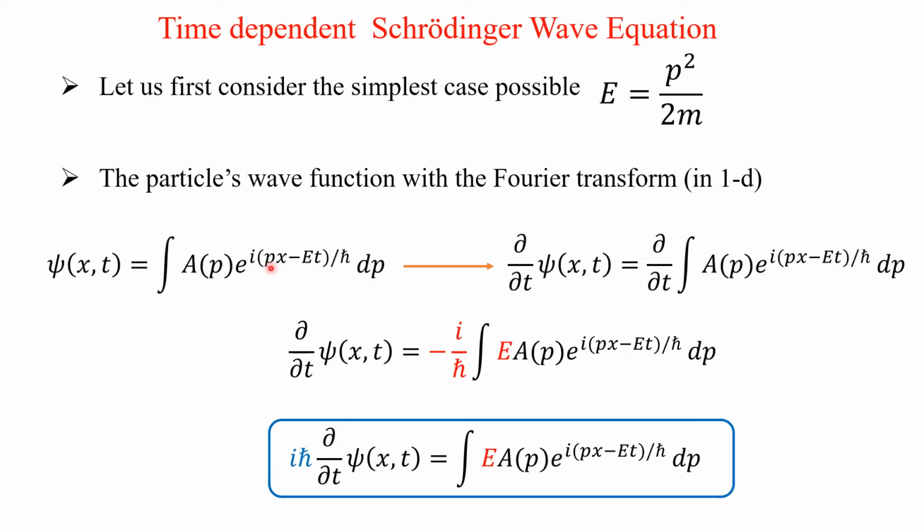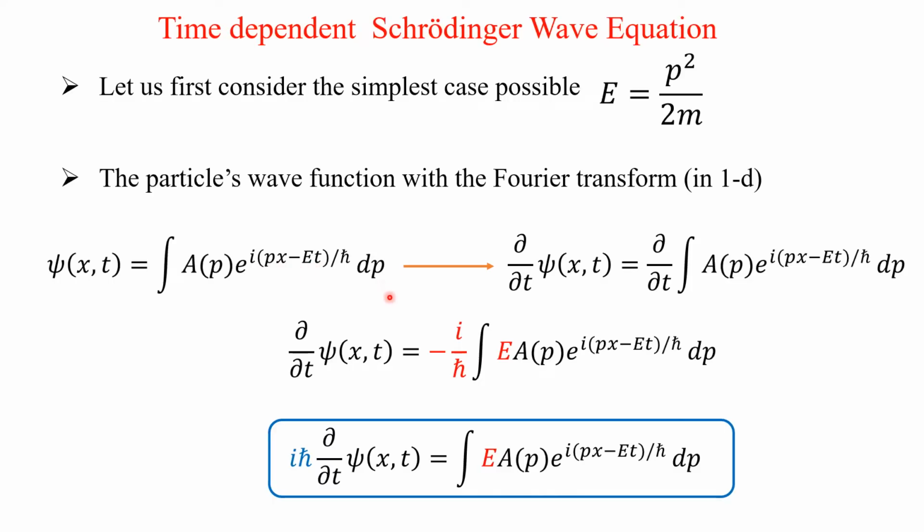This exponent term contains both momentum and energy. This Fourier transformation can be written as psi of x and t is equal to the integral of A, an arbitrary constant which is a function of momentum, times e to the power i (px minus Et) over h cross, dp. That is, the integral is over momentum.